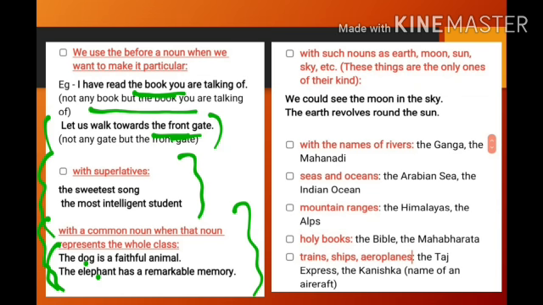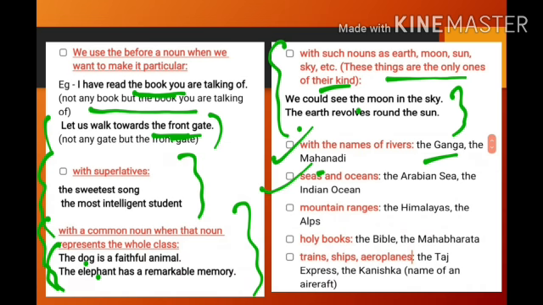Now with such nouns as earth, moon, sun, sky, etc. These things are the only ones of their kind. Sky एक ही है, earth एक ही है, moon एक ही है, sun एक ही है. And that's why before these nouns we can always use the. With the names of rivers, रिवर्स के नाम से पहले हम लोग यूज़ कर सकते हैं the Ganga, the Mahanadi, the Kaveri, the Yamuna. Seas and oceans से पहले भी हम लोग यूज़ कर सकते हैं the Arabian Sea, the Indian Ocean.